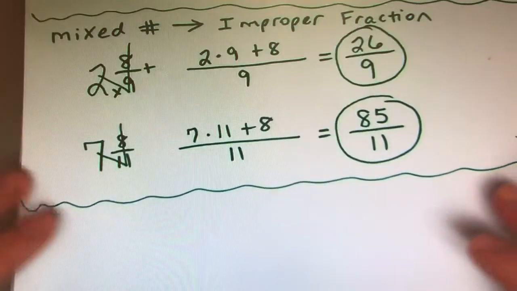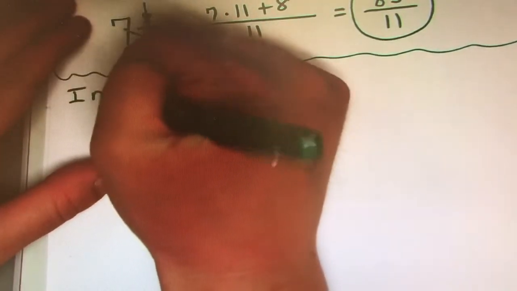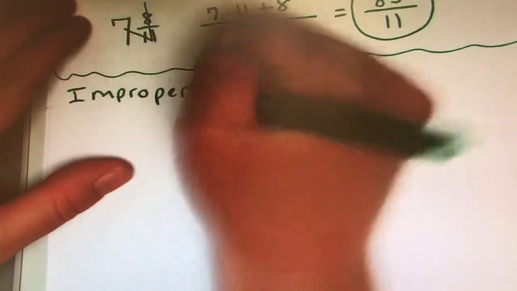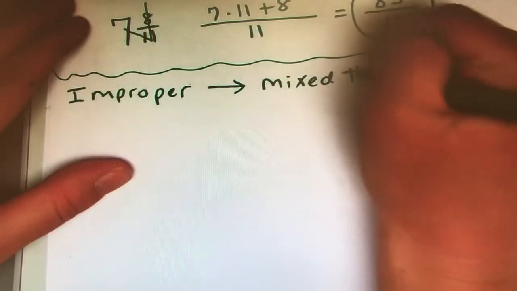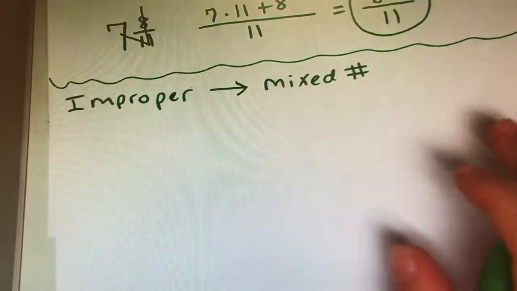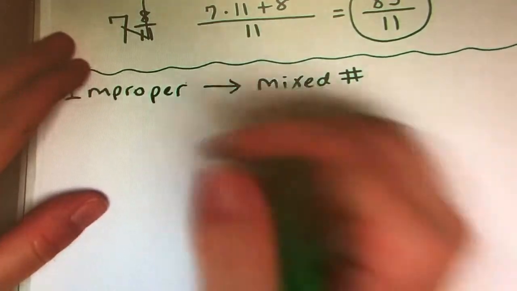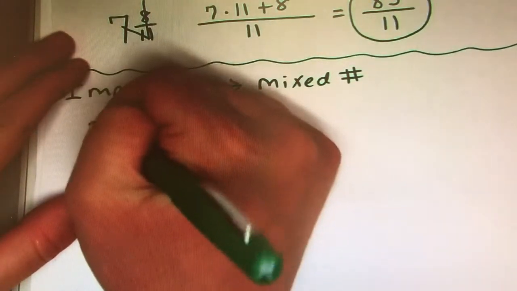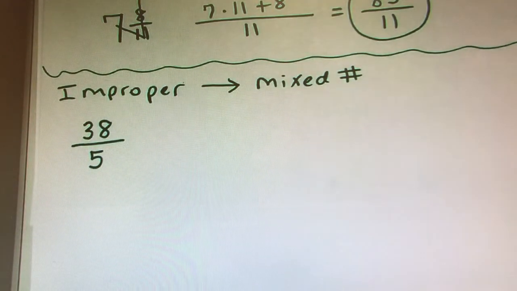Now we're going to do the opposite. I'm going to give you an improper fraction, and we're going to write it as a mixed number. Let's get this down. Okay, so next, write improper to mixed number. All right, so let's say I give you the improper fraction 38 fifths. Okay, again, there's nothing wrong with it. It's improper, but let's say I want to write it as a mixed number.